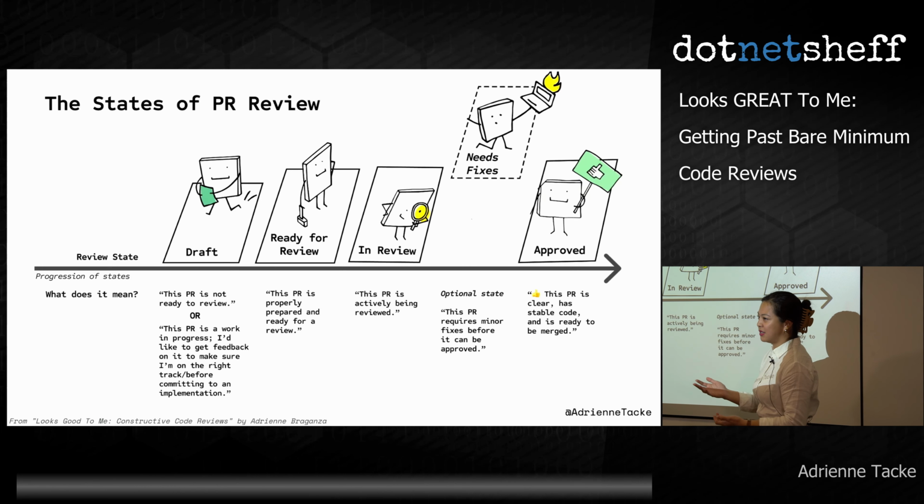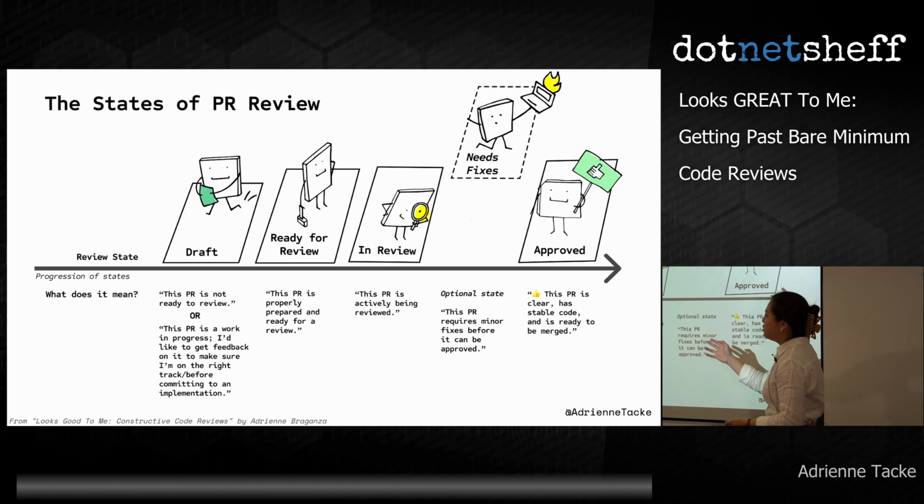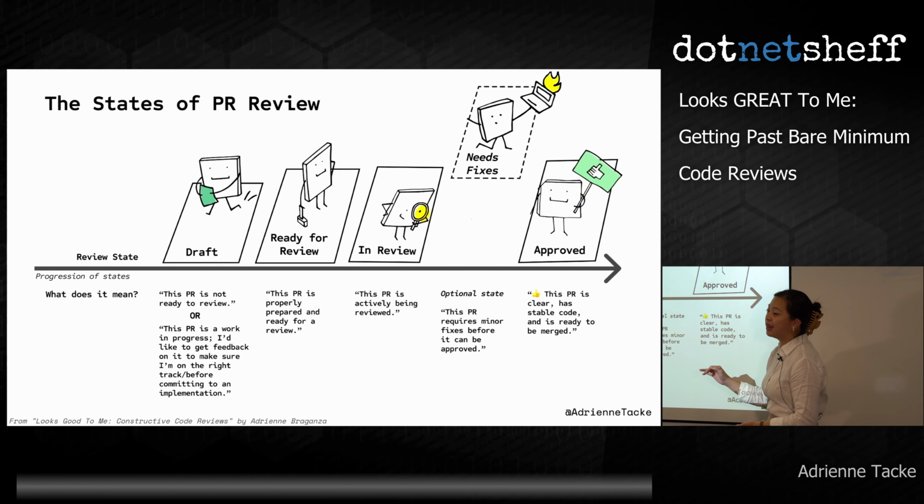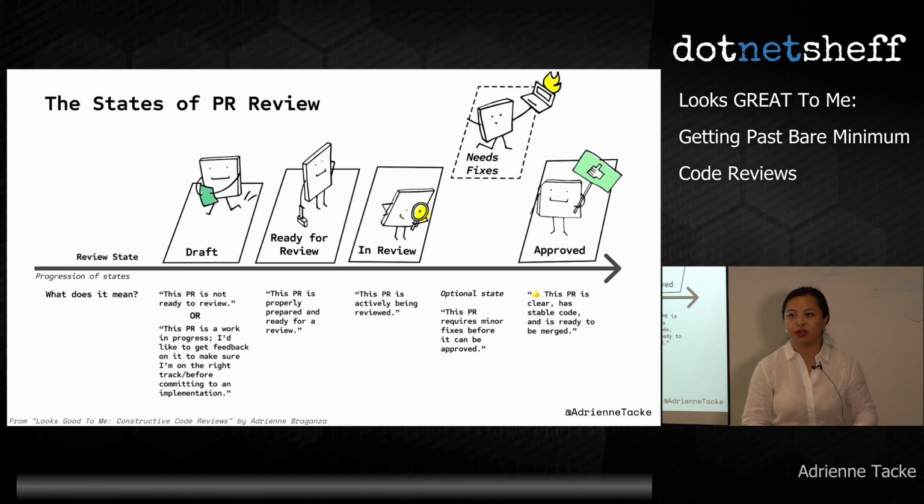That's pretty obvious. This is ready for you to review. You have in review. Some tools use this already to indicate that it's actually being looked at. Sometimes you can add extra states. So for example, needs fixes. This could be an optional state. And then obviously the one that we're all familiar with, approved.